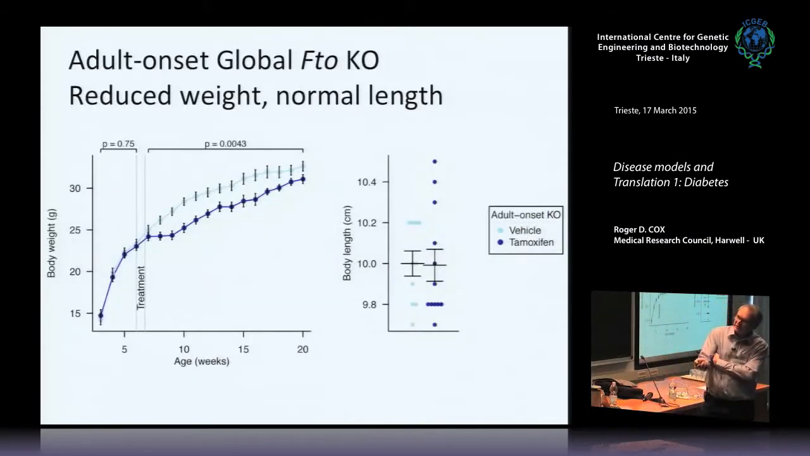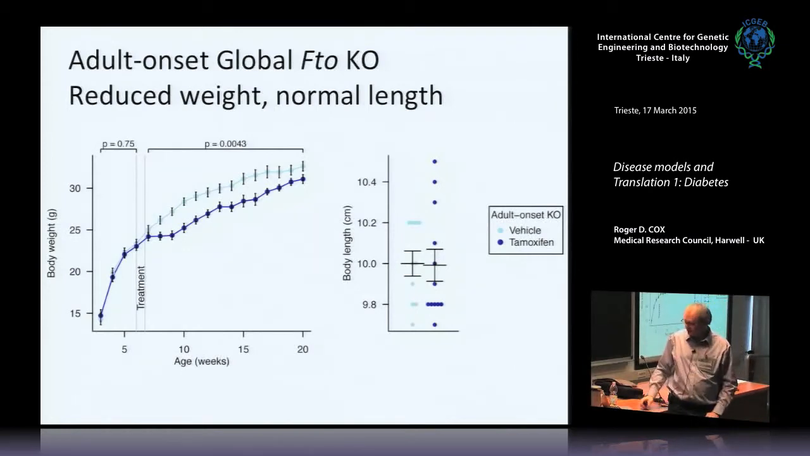So here's the treatment, at about 6 weeks. So we treat them for a week with tamoxifen. And then you can see that the dark blue mice here, the tamoxifen-treated mice, then diverge in body weight. It's known that tamoxifen has an effect on food intake, but in this experiment, we're treating for a week, and then the tamoxifen is gone. Whereas the vehicle-treated mice follow this profile. So these mice are approximately the same size, same length. So there's no difference in length.